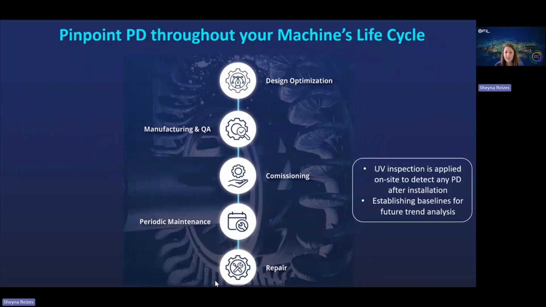During commissioning, UV inspection is performed on site to check for PD before a system enters its service. It helps identify issues related to installation, contamination, or transport damage. This stage is also a good opportunity to establish a baseline for the future, so future inspections can be compared to an initial known good condition.